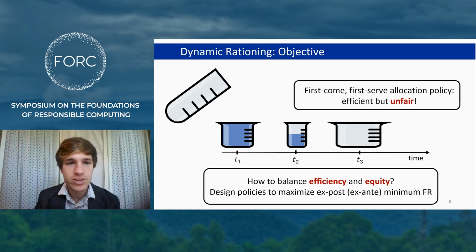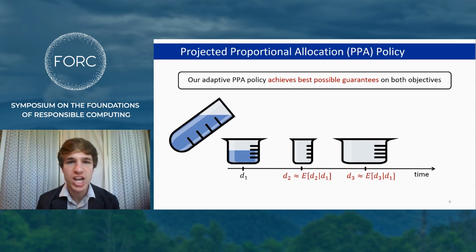In the paper, we design a policy called projected proportional allocation, or PPA, which we theoretically show to achieve the best possible guarantees on both ex ante and ex post minimum fill rate. How does it do this? Well, it's a fairly straightforward policy. If we knew demand in advance, the best thing we could do would be to allocate proportionally based on individual demands. In the absence of that future information, we replace each demand with its conditional expectation.